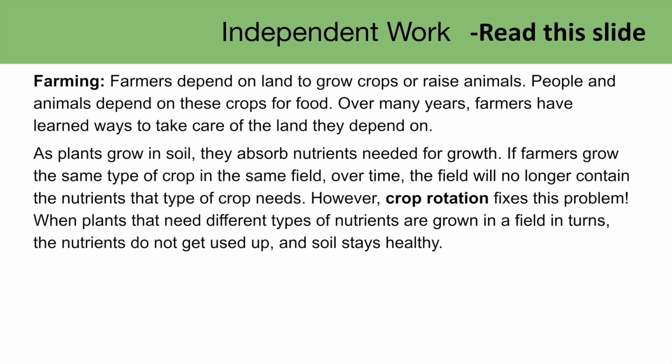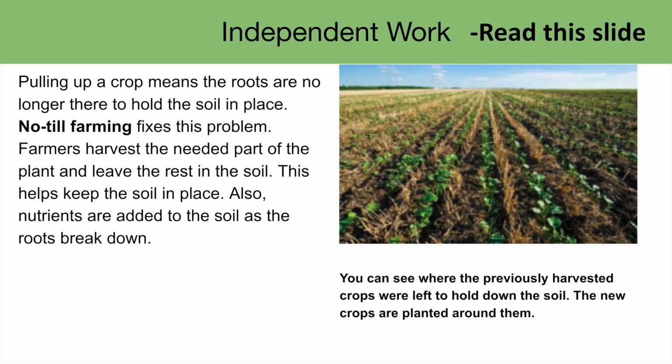However, crop rotation fixes this problem. When plants that need different types of nutrients are grown in a field in turns, the nutrients do not get used up and the soil still stays healthy.